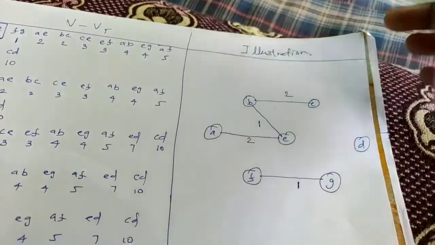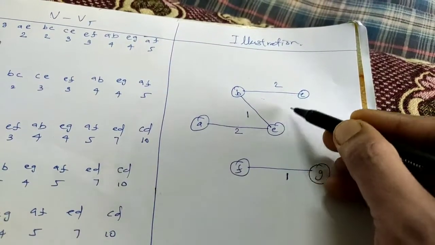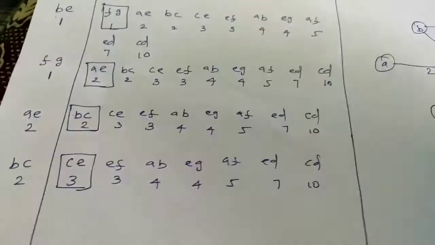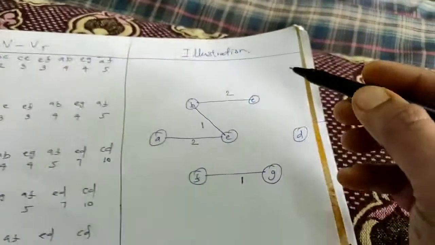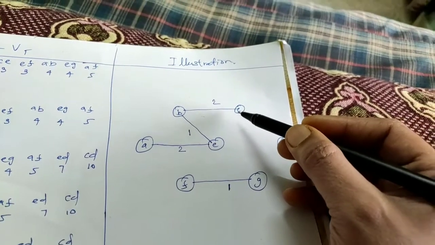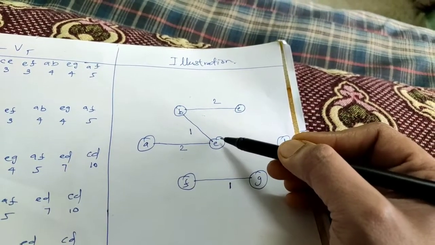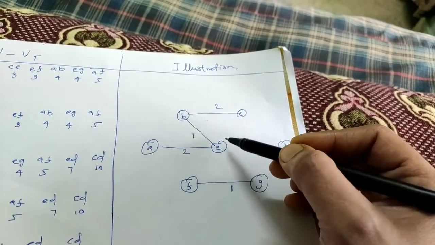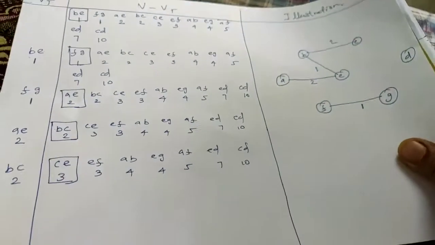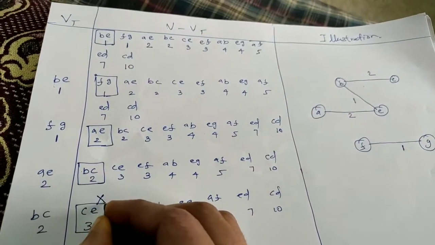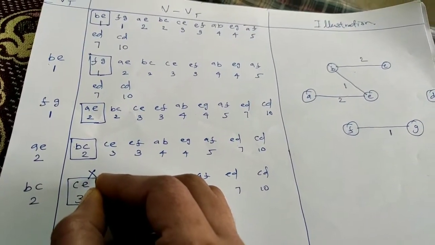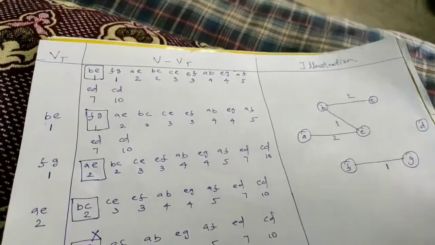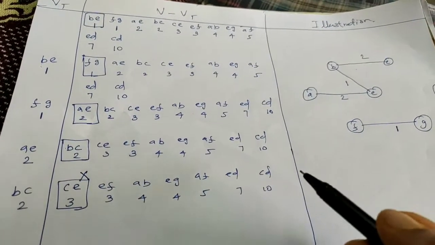Now if I include this CE edge, it will form a cycle between the vertices BCE. So if it is forming a cycle, I need to discard that edge. That means I should not include that edge in the spanning tree. I should discard that edge and proceed with the next edge.